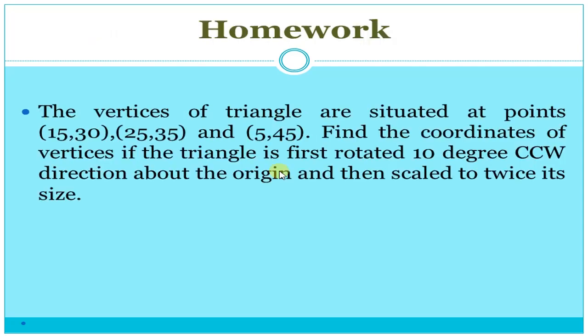This is one homework for you. Whatever we have discussed so far, the numerical on that. The vertices of a triangle are situated at points (15, 30), (25, 35) and (5, 45). The x and y coordinates of this triangle are given. We have to find the coordinates of the vertices if the triangle is first rotated 10° in the counterclockwise direction about the origin and then scaled to twice its size. Please find out the answer and post it.